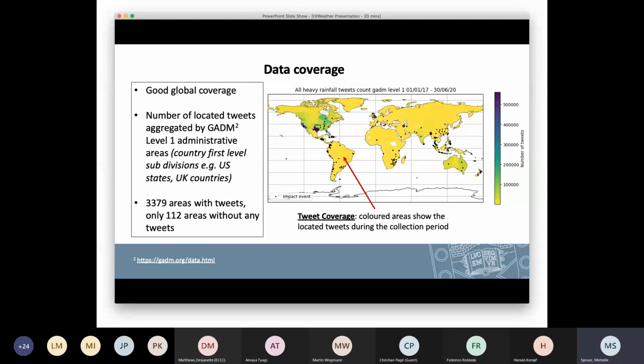So once we've got all our tweet data, we've aggregated it together into areas across the world. We've aggregated it using the GADM administrative areas just down to level 1. So that's like the first level of subdivision within a country. So that's US states, or within the UK, that would be England, Scotland, Wales, for example. And as you can see from this plot, we got pretty good global coverage. We've got tweets from across the globe. What you can also see there by the black points are where the events were recorded in the Met Office database as well.